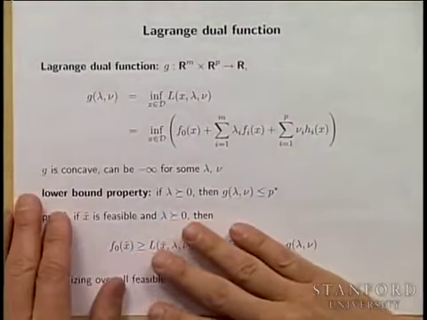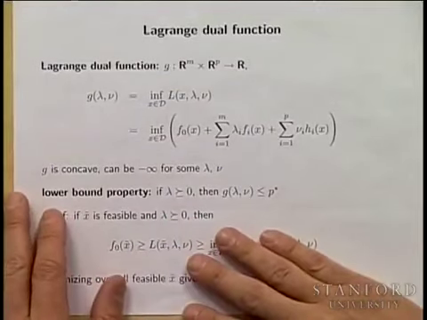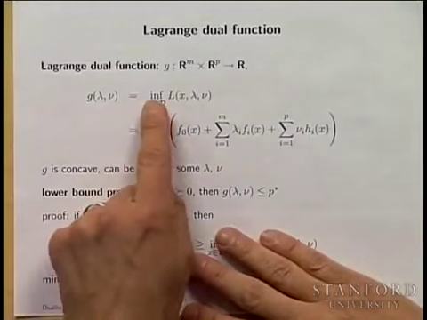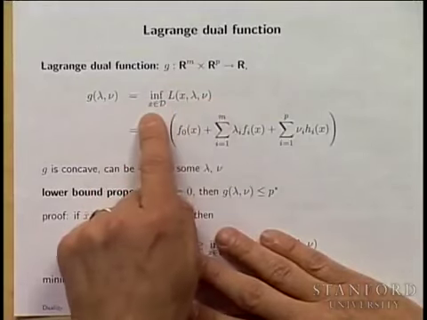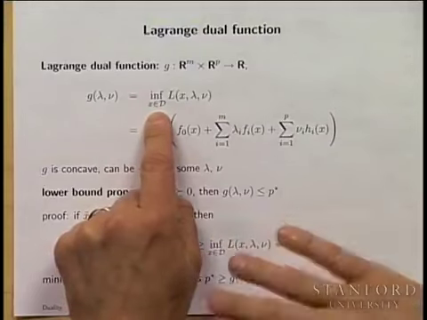Then we look at the so-called dual function, or the Lagrange dual function. It's got other names, but let's look at it. So the Lagrange dual function is actually very, very simple. It just says minimize this Lagrangian over all x's. That's what it says. Just minimize the Lagrangian.